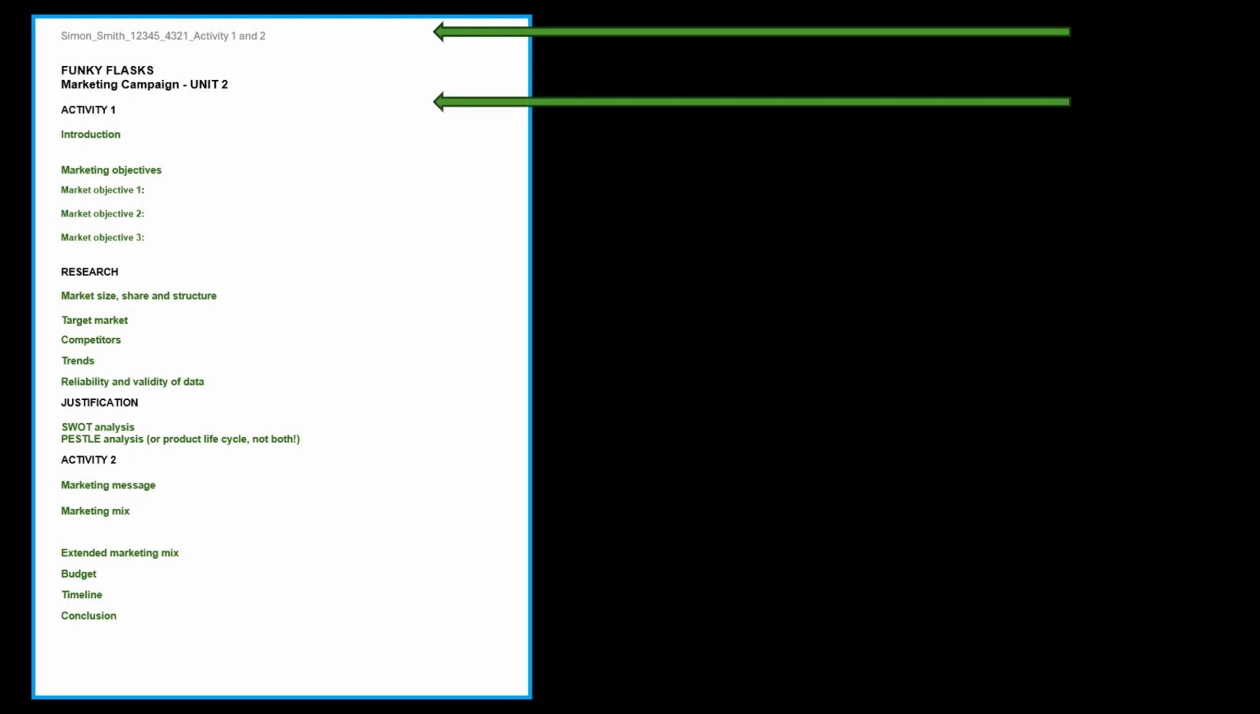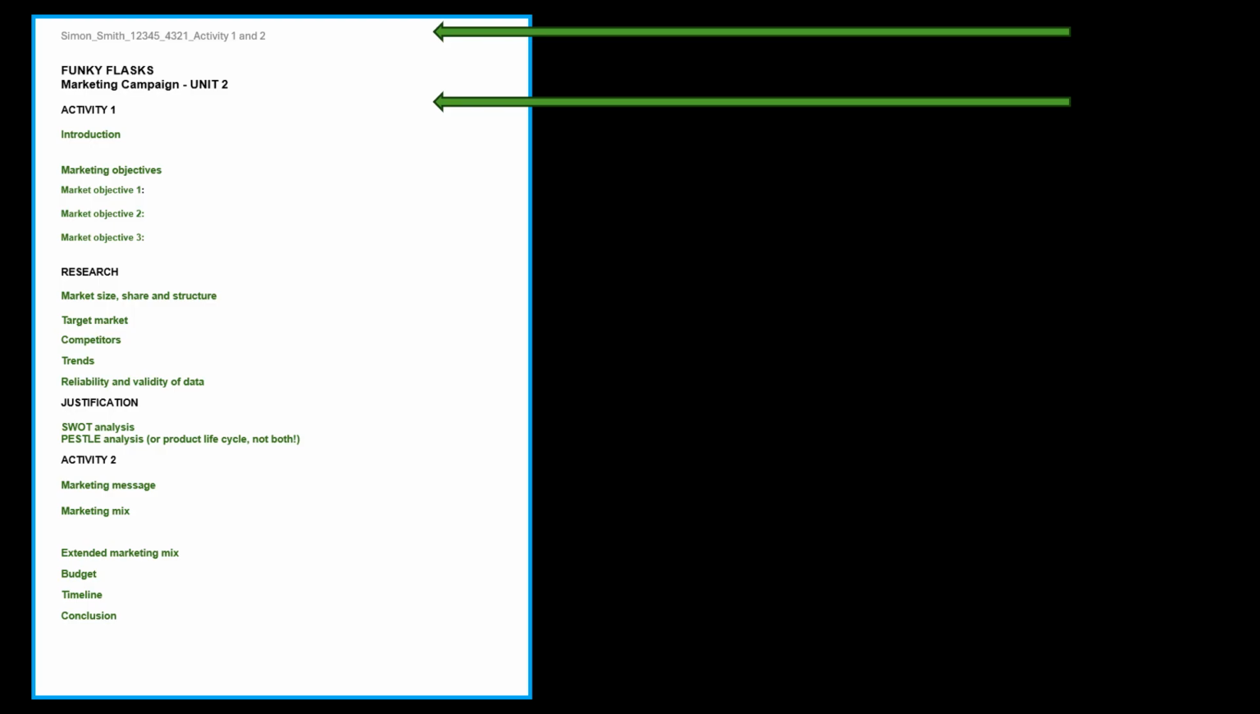Then of course just a bit of structure work, putting in the words Funky Flasks, because that's the particular scenario that we've been given. And then Marketing Campaign, Unit 2, Activity 1, and then start off with an introduction. Now, it's no requirement to do an introduction, but I think it's a really nice way of telling the examiner you know what you're doing if you state the length of the campaign, how much money or budget you have, and also which option you have chosen. I think it's a really nice way of structuring and presenting your work.